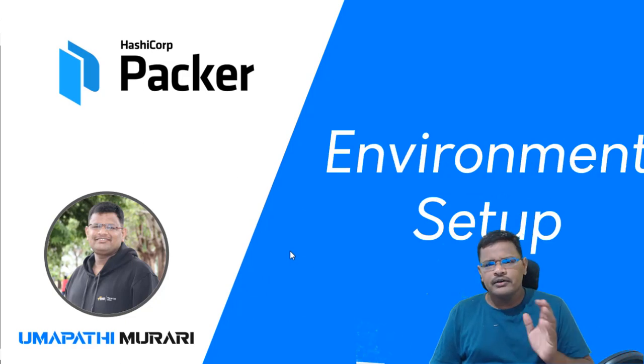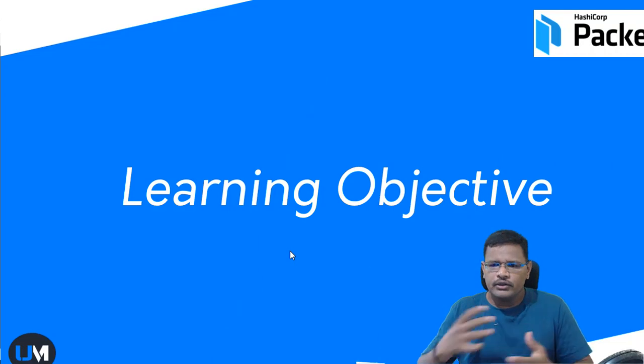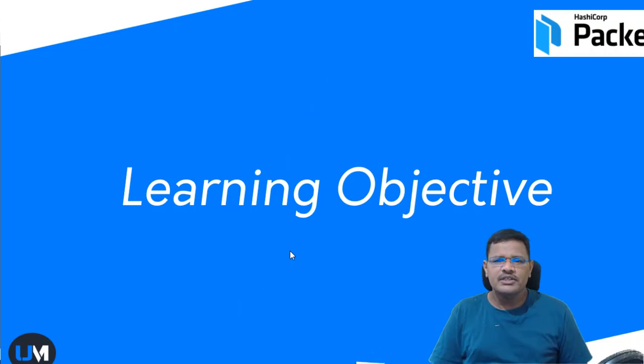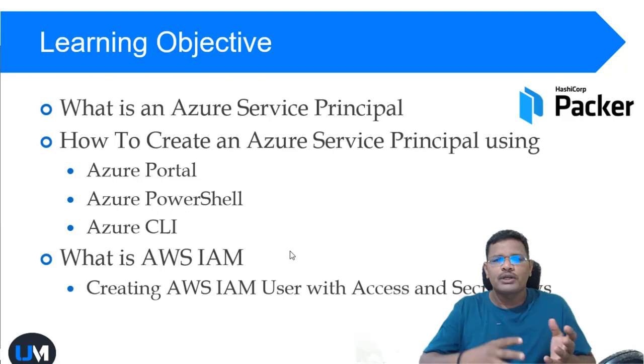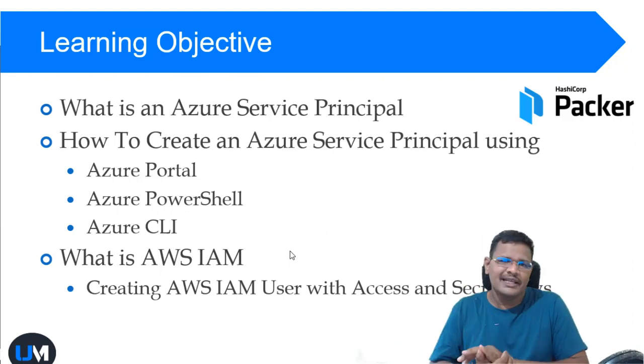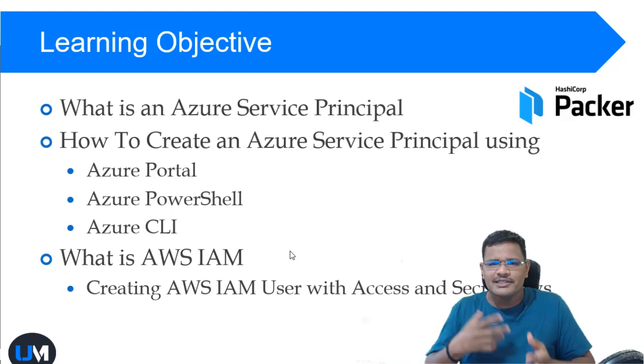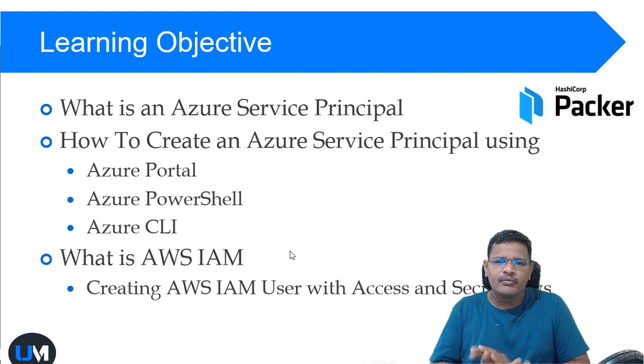We'll discuss the learning objective of this video. One is we will be discussing the Azure Service Principal, and we will be creating the Service Principal using the Azure Portal, Azure PowerShell and Azure CLI tools. We'll also be discussing AWS IAM, and we'll be creating an IAM user with the access and secret keys, which we call programmatic keys.